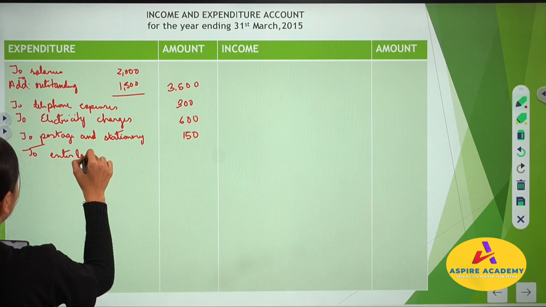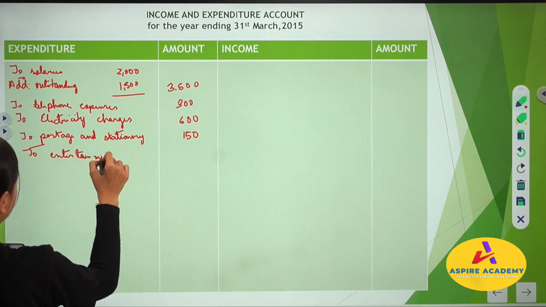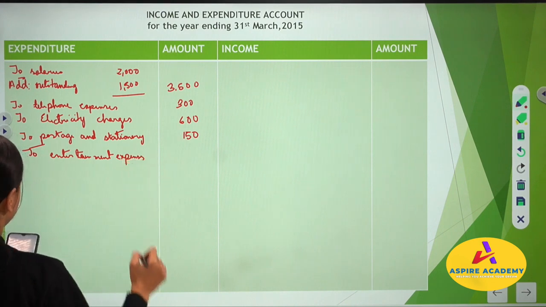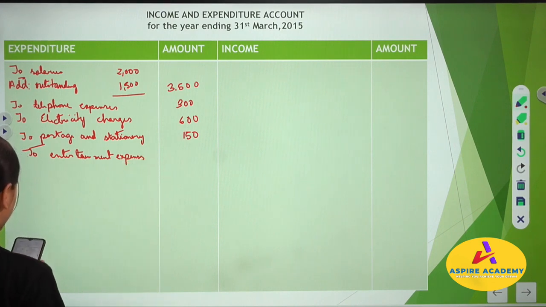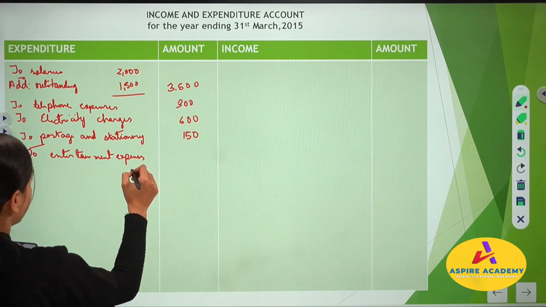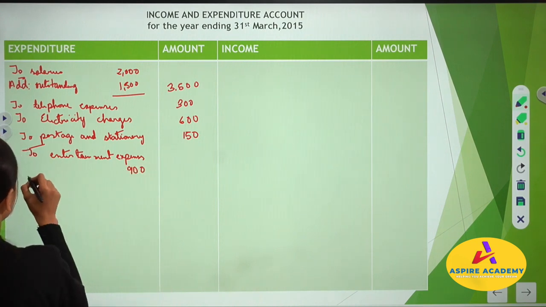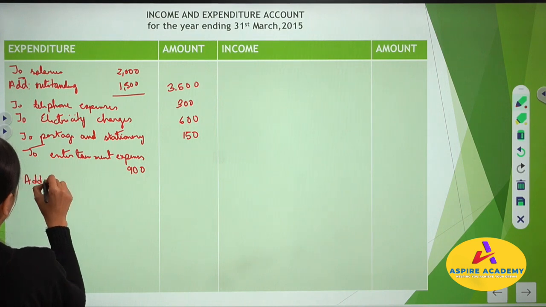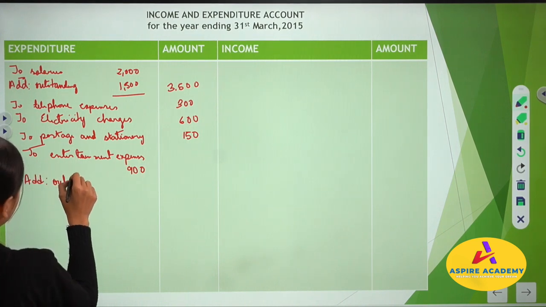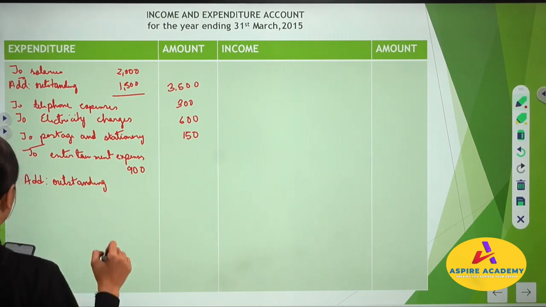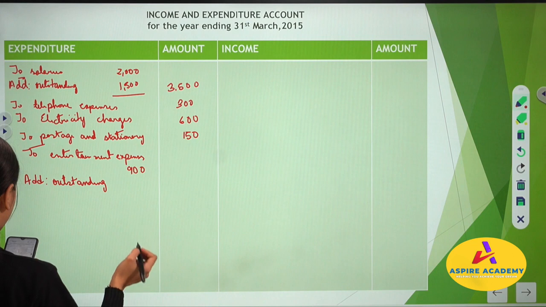Next, entertainment expenses. The entertainment expenses amount is 900, and we have one outstanding, so add outstanding. The outstanding amount is 500.